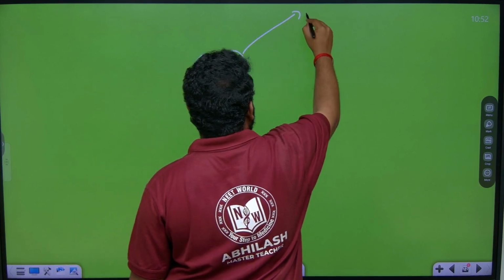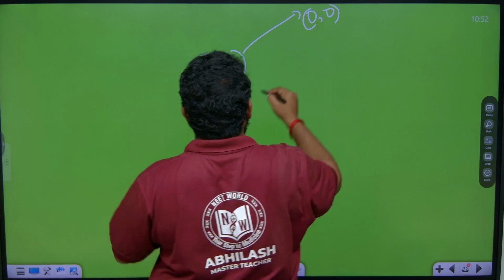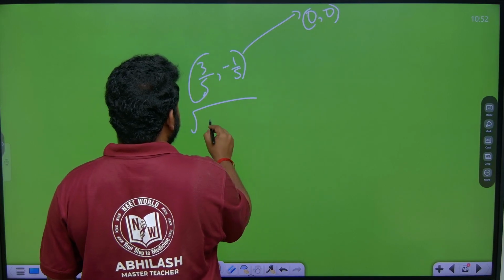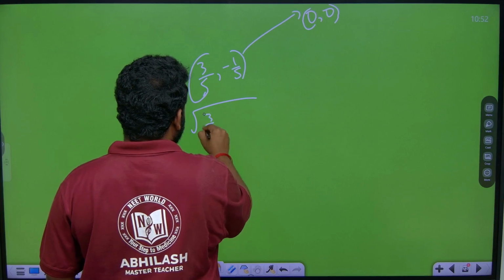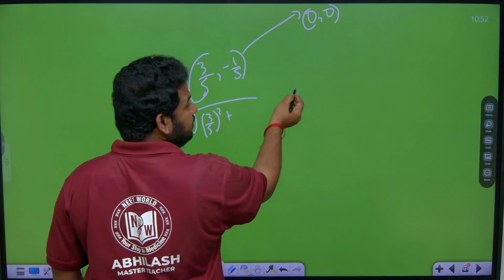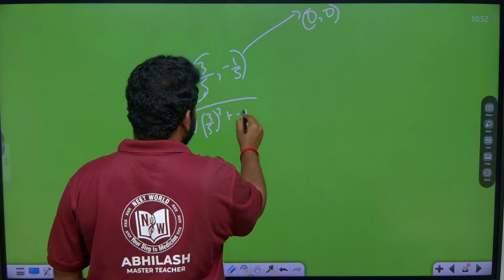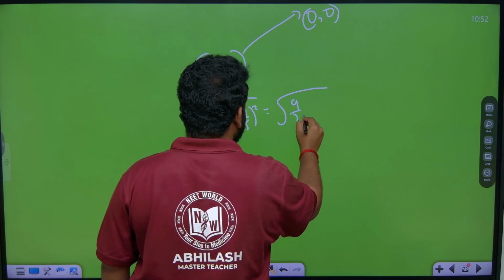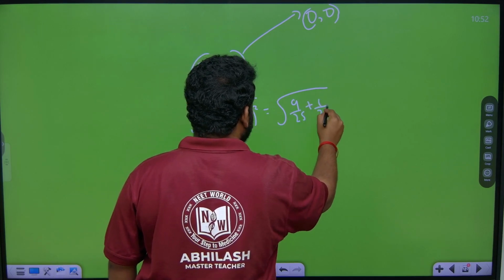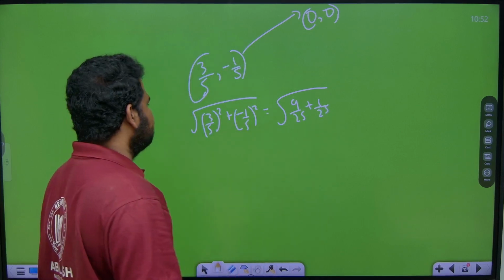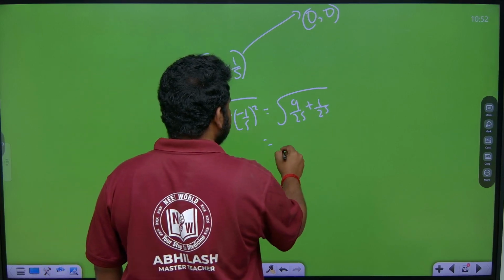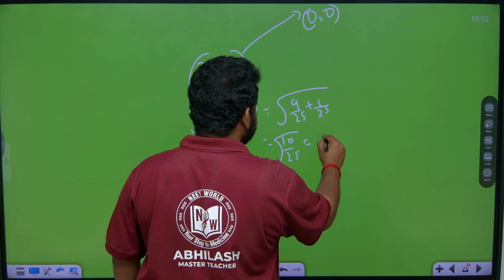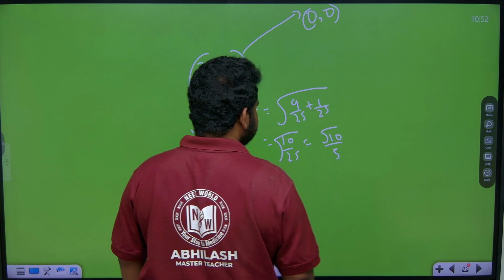This point, the distance from 0 comma 0. The distance formula is 3 by 5 minus 0 whole square, that is 3 by 5 whole square, plus minus 1 by 5 minus 0 whole square, that is minus 1 by 5 whole square. So that is equal to what? 9 by 25 plus 1 by 25. So that is nothing but 9 plus 1, 10, 10 by 25. Okay, 10 by 25, that is square root of 10 by 5.